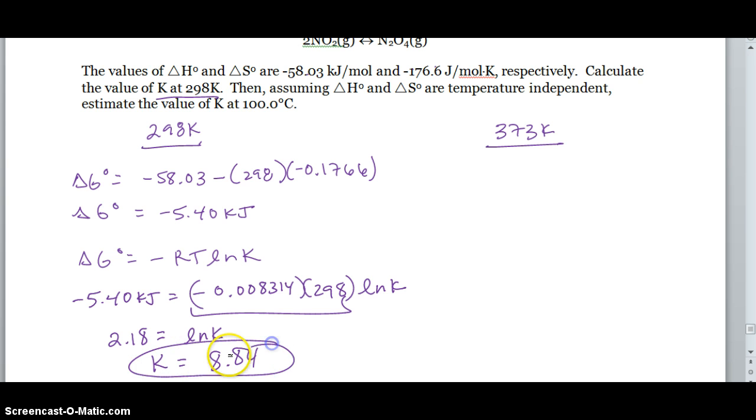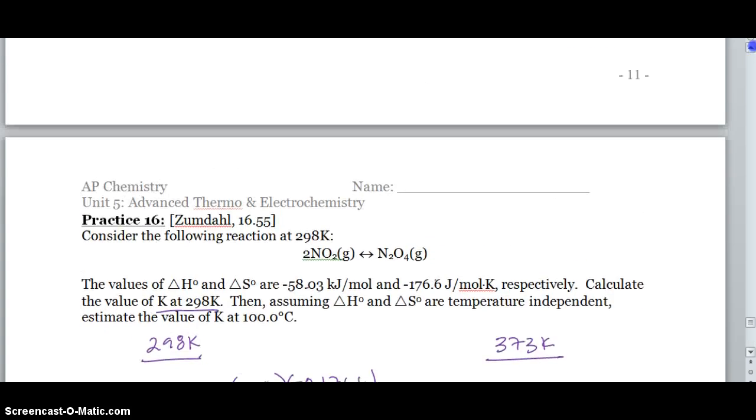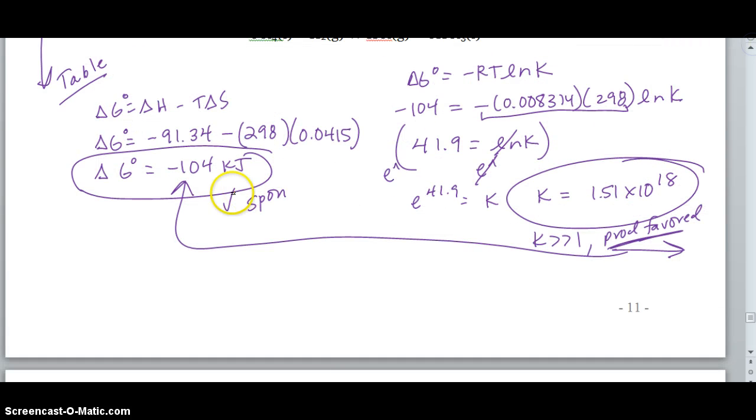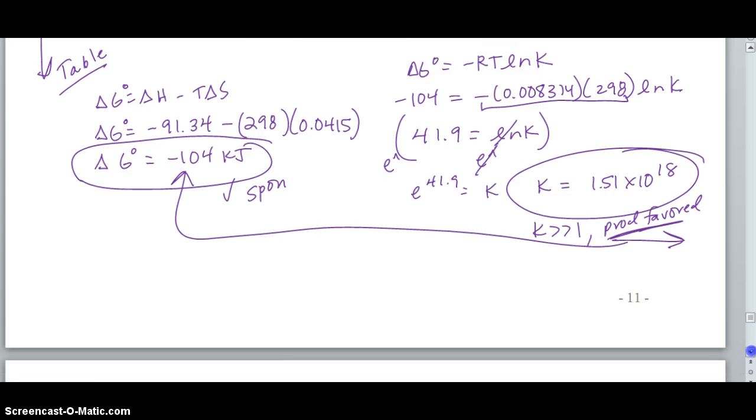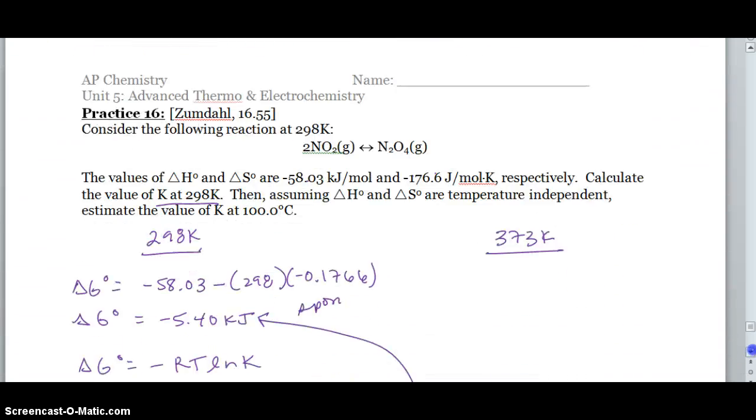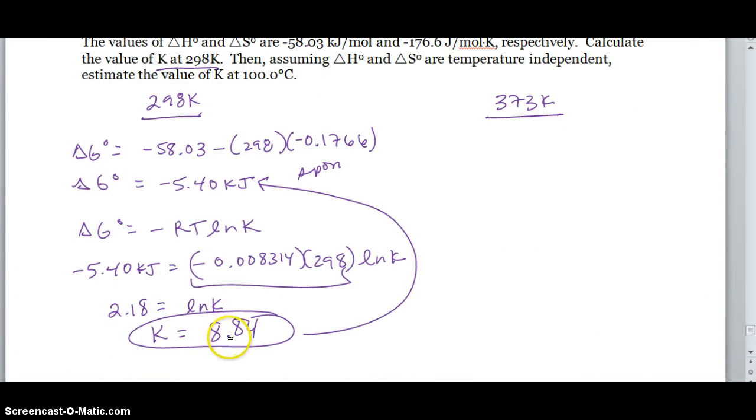So again, K is greater than 1, and delta G° is a negative number, so this means spontaneous, right? But it's kind of barely spontaneous because it's getting to that 0 mark. Okay, it's not as spontaneous as this guy was, right? Because this was negative 104. And so you'll notice that the K is not as big, right?